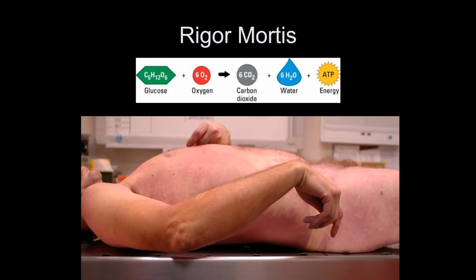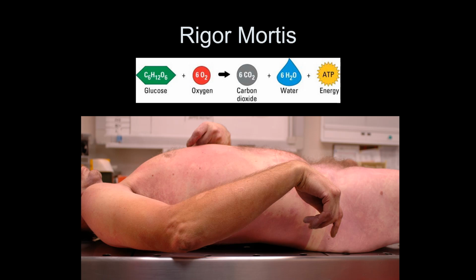Rigor mortis is an unfortunate event that happens after people die. What happens is, when you're dead, you are no longer actively keeping the calcium ions in the sarcoplasmic reticulum. And so the calcium starts to leak out of the SR, and it's going to find troponin and bind to it. Troponin is going to pull tropomyosin off the binding sites. Well, because our binding site's open, myosin is going to go ahead and grab on and pull, and it's going to keep doing that until we run out of ATP.